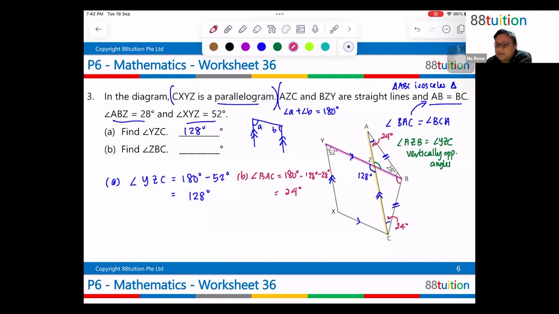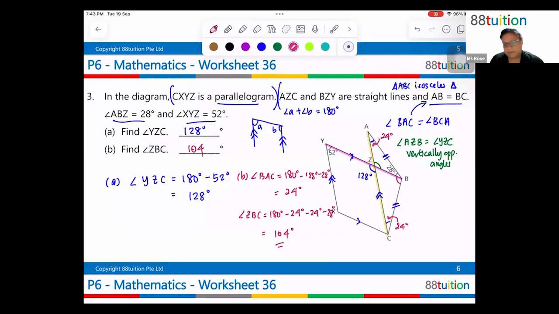So, since these two angles are 24 degrees, I'll be able to easily find angle ZBC because the sum of angles in a triangle is equal to 180, right? So angle ZBC will be 180 minus 24 and 24 as well as 28 to give me 104 degrees.